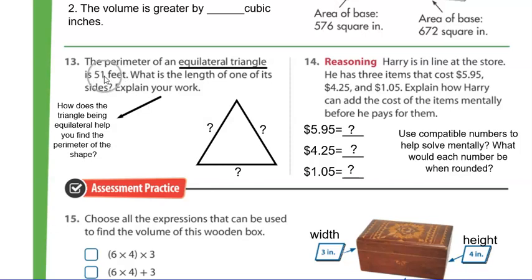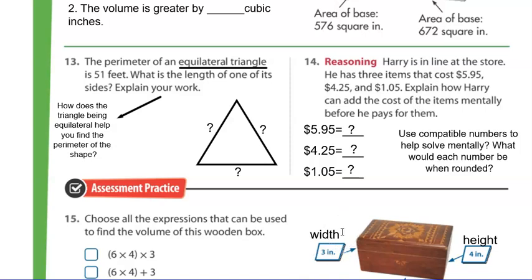So how can you use 51 feet to figure out? So we know perimeter is going to be the total of all 3 of these sides added together. So how does 51 feet as our perimeter, and knowing that the shape is all sides are equal, help you to find the length of a side?